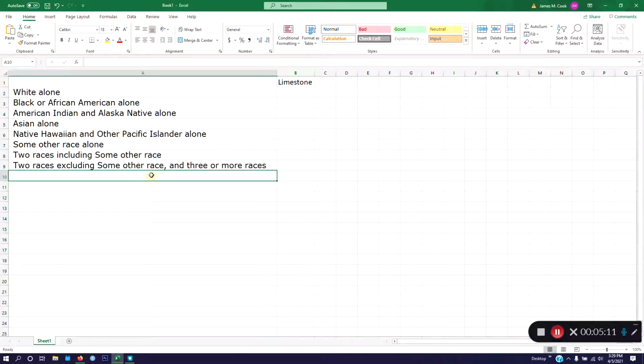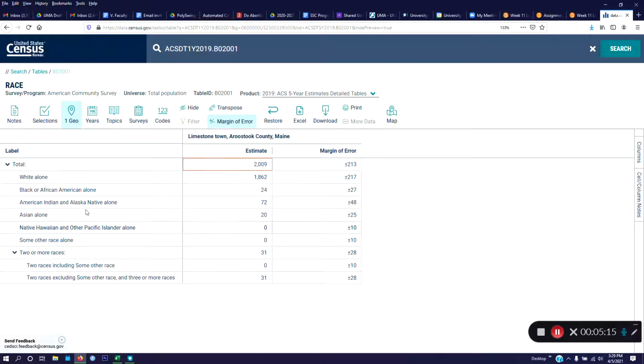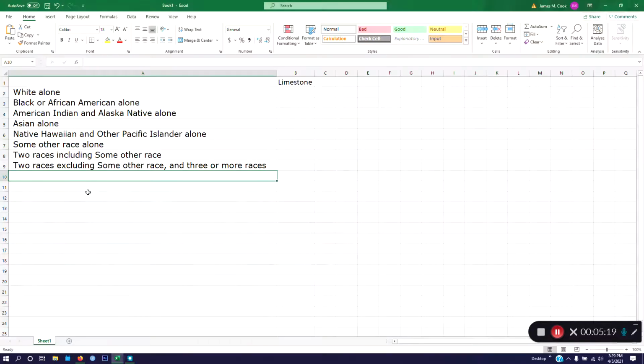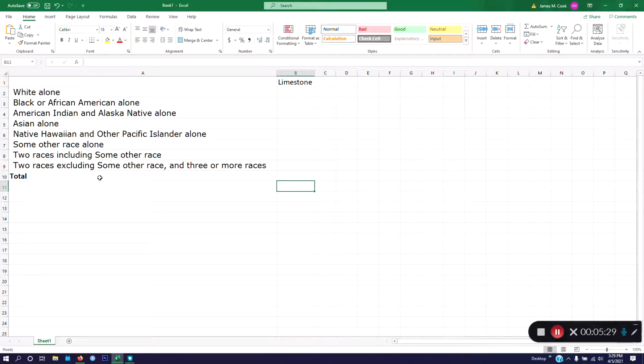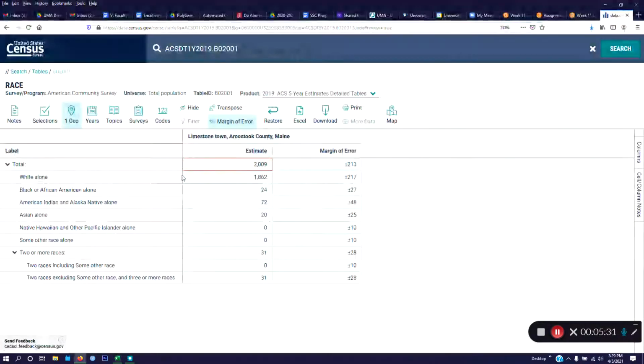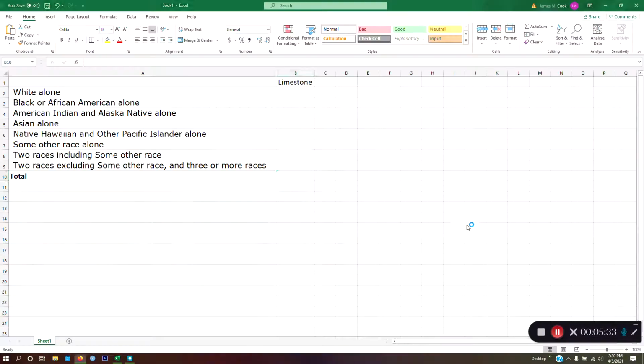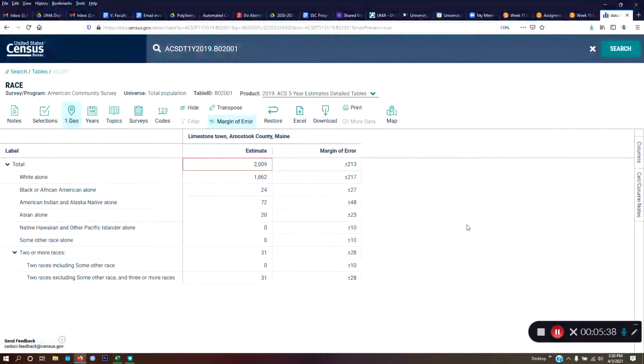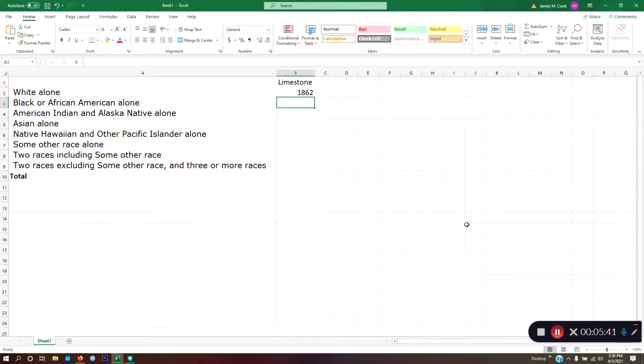And I've already typed in all the categories that are covered in that table, right? Each one of these. And then I'm going to enter total because I want to know what the total is for each place. Okay, so I know that white alone is 1,862. Black or African American alone, which means that this is just somebody who identifies with one racial category, is 24.